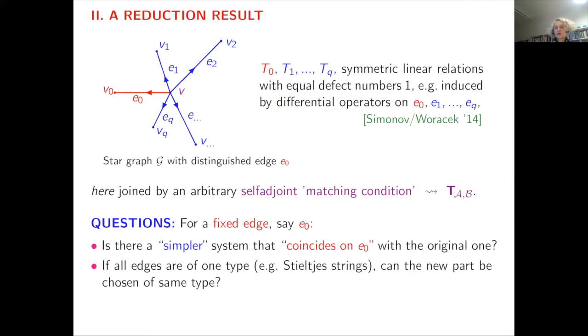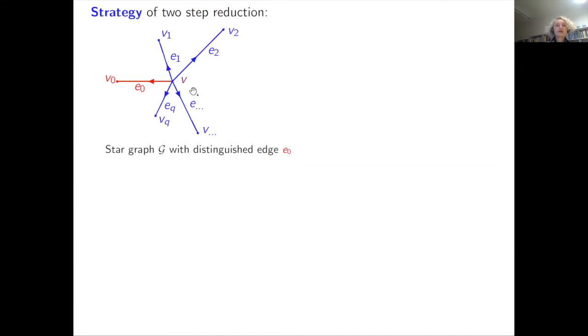So this is, of course, a much different nature of questions that we are considering here. And the answer is that, well, yes, in the first case, yes. In the second case, it depends a little bit, but in many cases also yes. And to arrive at these answers, I will now a little bit schematically describe to you the two-step reduction procedure by means of which we arrive at that simpler system. And then we may make more precise what 'coincides' means and what is the answer to the next question. So here is this star graph again with a distinguished edge, and the V, by the way, is the central vertex.